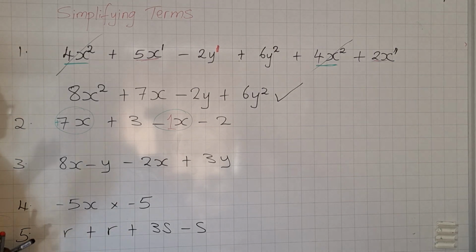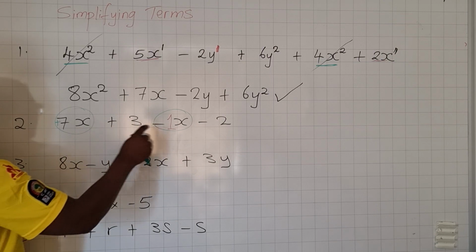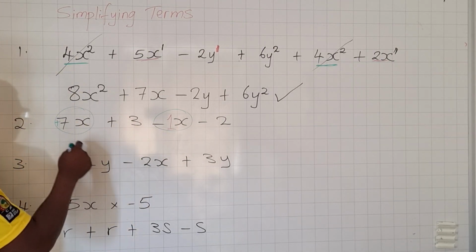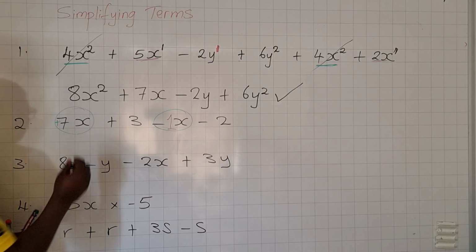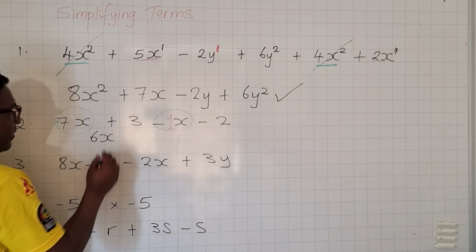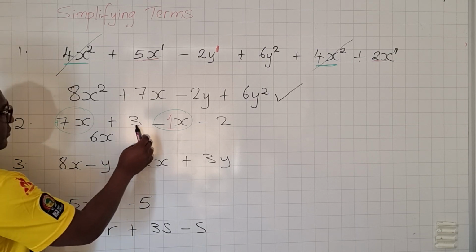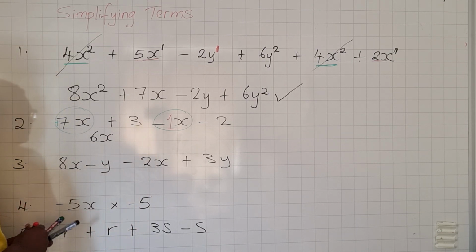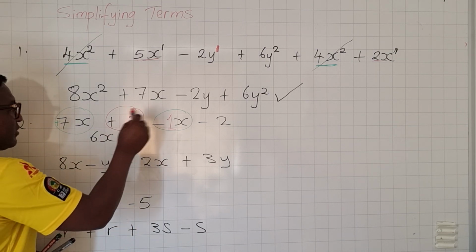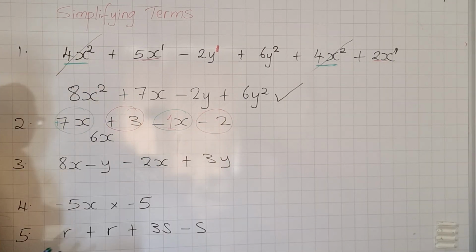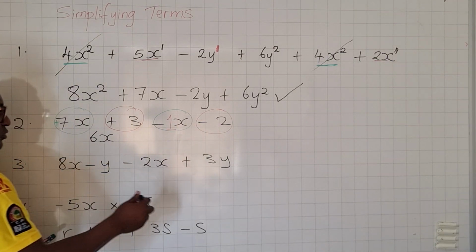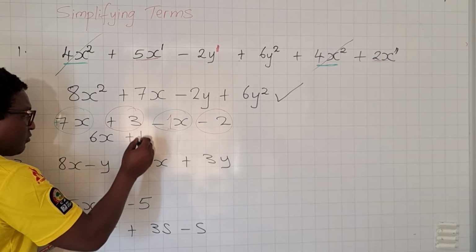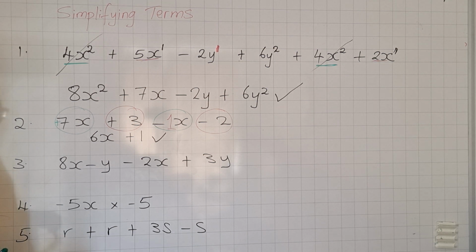It's like a placeholder. So it's 7x minus 1x. 7 minus 1 is 6. So you write 6x. And now we have 3 is plus 3. Remember the plus 3 minus 2. What's 3 minus 2? 1. 6x plus 1. That's the answer.